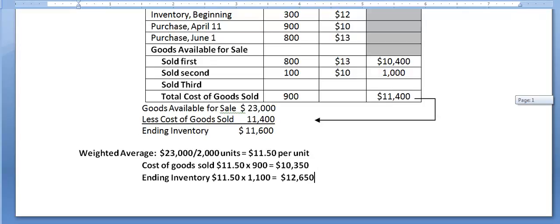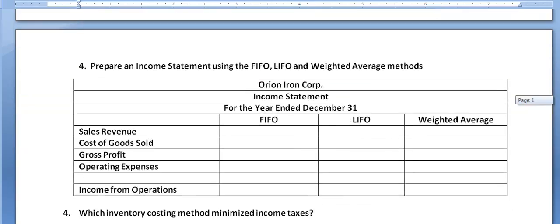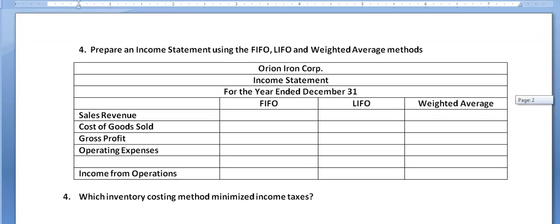Which one is correct? They're all correct because we're assuming a cost flow. Eventually, all the items will be sold and will end up on the income statement. It's management's choice as to which method they would like. So let's demonstrate the effect on the income statement of using the various methods. In step 4, we're asked to prepare an income statement using FIFO, LIFO, and weighted average.